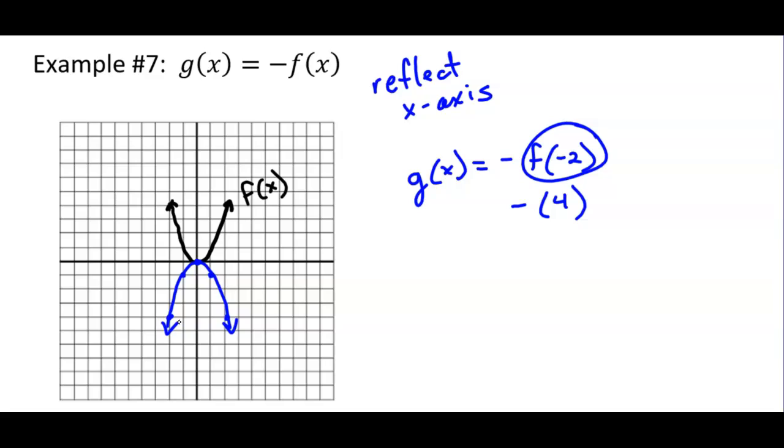Now, there's no rhyme or reason why I did which one. Example 7 was a reflection about the x-axis, and example 6 was a reflection about the y-axis. You could have either one.